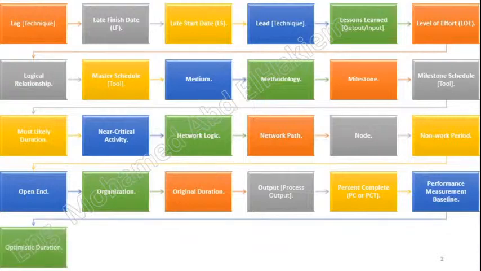Optimistic duration. The total number of work periods in calendar units assigned to perform the schedule activity, which is determined to be the shortest possible duration. Pessimistic duration.